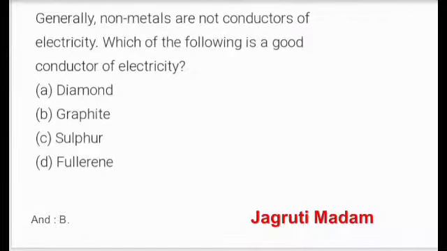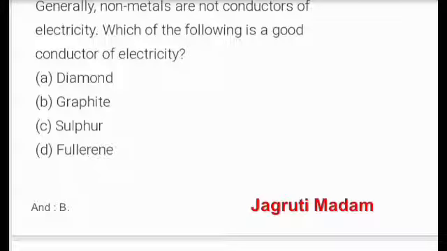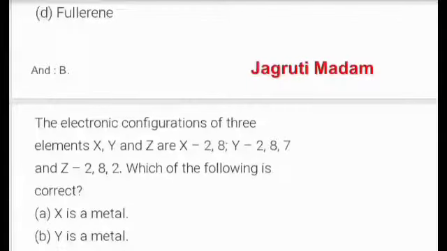The next question. Generally, non-metals are not conductors of electricity. They are bad conductors. Which of the following is a good conductor of electricity? That is, being a non-metal, it is still a good conductor of electricity. The options are diamond, graphite, sulfur, fullerene. The correct option is B, that is graphite.